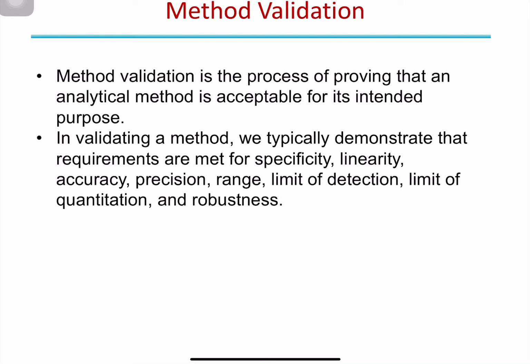In method validation, there are a number of parameters that have to be guarded and measured in order to validate our method and to say that this method is actually acceptable for its intended purpose. In the method validation section, you will always find that they are talking about certain parameters, especially the specificity, linearity, range, limit of detection, limit of quantitation, and robustness. So let's talk about these one by one to understand what exactly they mean and why they are important.